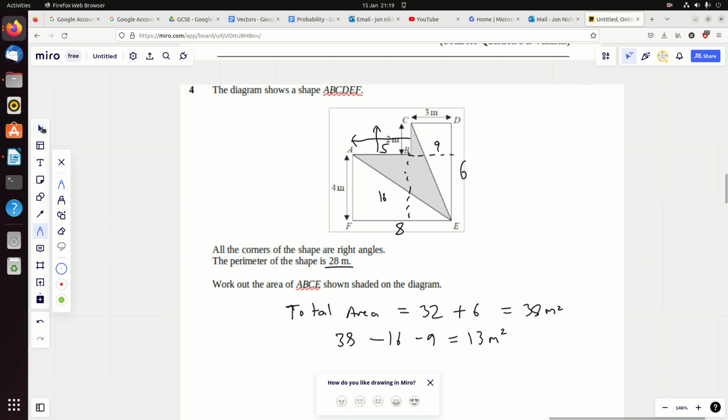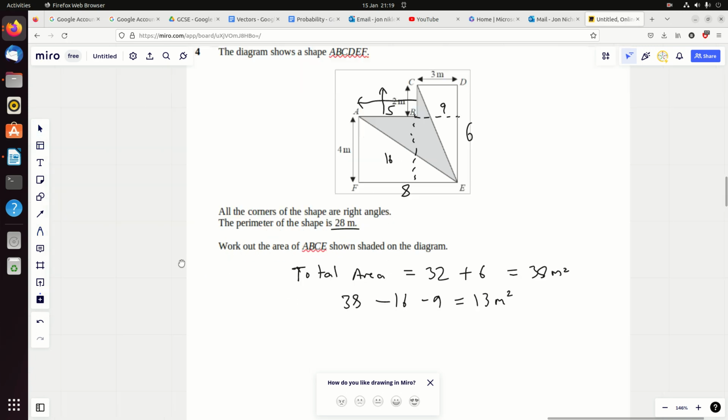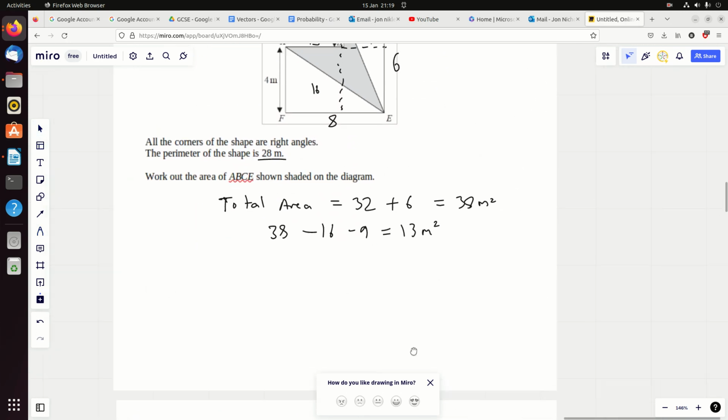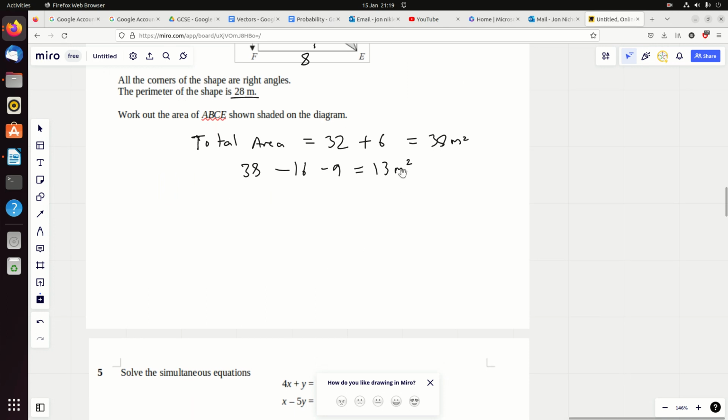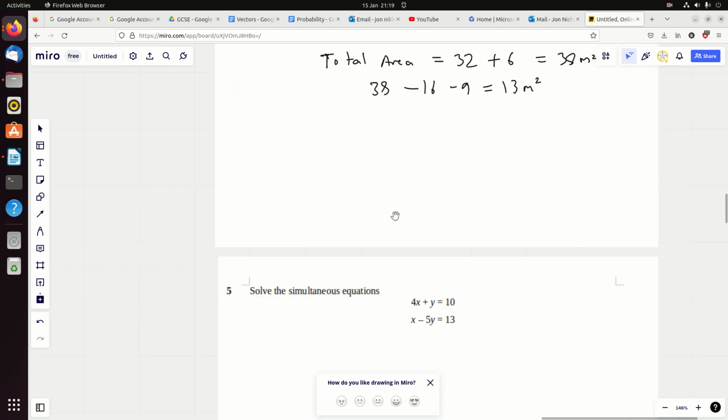Meters squared. By the way, you do get a mark here, independent. It was worth 5 marks, this question, I believe, and you do get a mark independent just for putting down the unit. So don't forget the units.